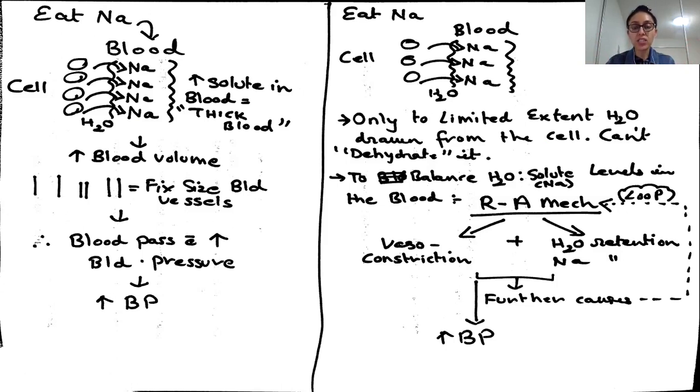Then the body will register, hang on, that's it. This is only so much water that I can draw from the body cells. This individual's diet is just eating a lot of processed food day in and day out for so many years. I have to start activating the other mechanism side by side. Once there is only so much water you can draw from your cells, automatically the renin-angiotensin mechanism starts.